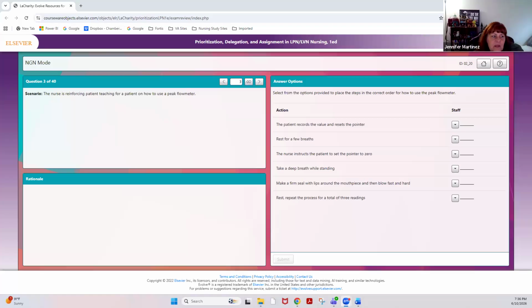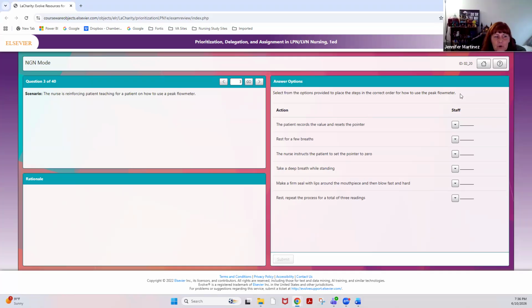Okay. So this first question, the scenario says the nurse is reinforcing patient education for a patient on how to use a peak flow meter. Select from the options provided to place the steps in the correct order for how to use the peak flow meter. Okay, so let's read the steps first.